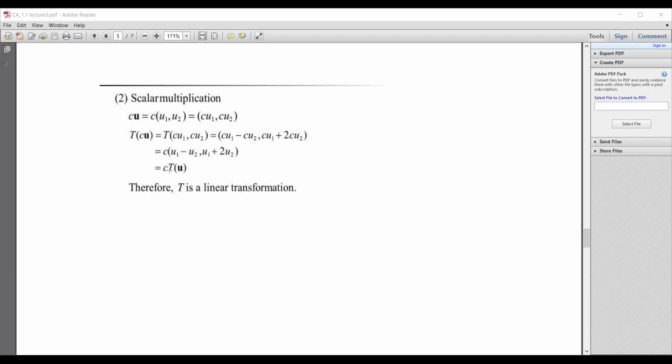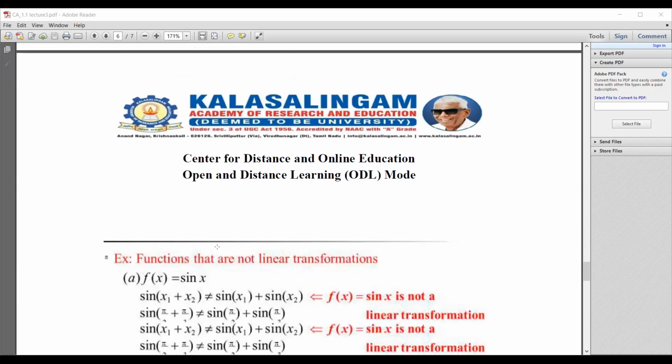So ultimately this gives c into T of u. Here also this scalar multiplication is defined on your codomain set. Though we have the same domain and codomain here, in case you have two different domain and codomain, these two need to be considered and noted whenever you do these scalar multiplications. So since our mapping T satisfies both the conditions, T must be a linear transformation in this case.